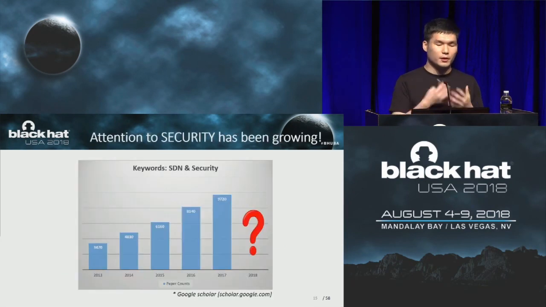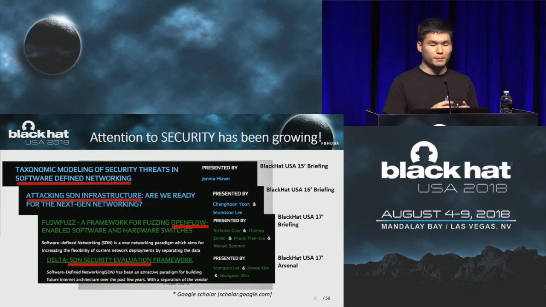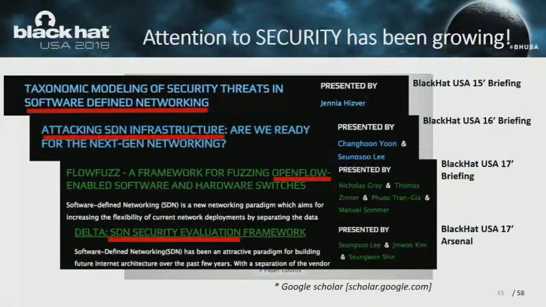First, to simply check out the academic area, we investigated how many papers related to SDN security have been published in recent years. As you can see in this graph, the number of those papers has increased every year since 2013. Also, Black Hat USA has published briefings and seminar sessions about SDN security as well. So we can see that SDN security has become a real and serious problem, and we need to analyze it further.